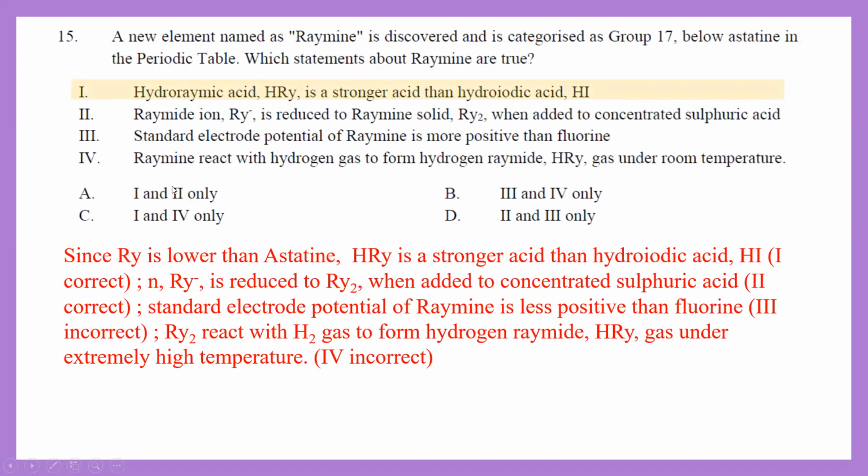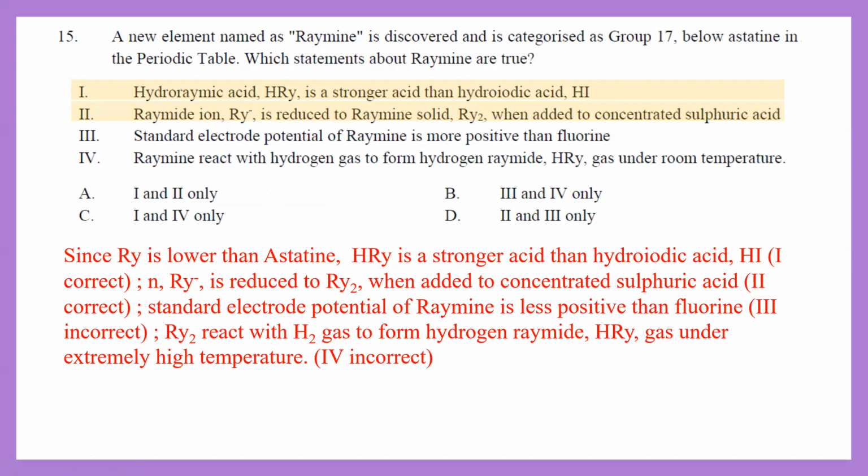Okay, ramide ion is oxidized to Ramin solid when added to concentrated sulfuric acid. Since bromide and iodide can react with the sulfuric acid to further reduce it to become their respective elements, ramide even can. So 2 is also correct. And then the standard electrode potential of Ramin is more positive than fluorine, which is wrong because when going down the group, the E naught value will become less and less positive. So it will be less positive, not more positive.